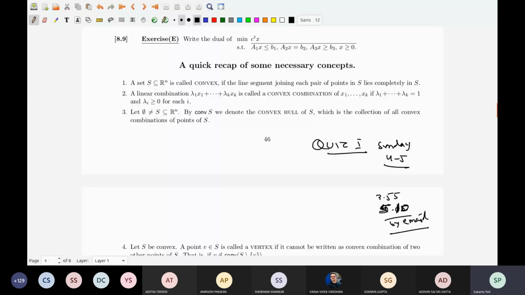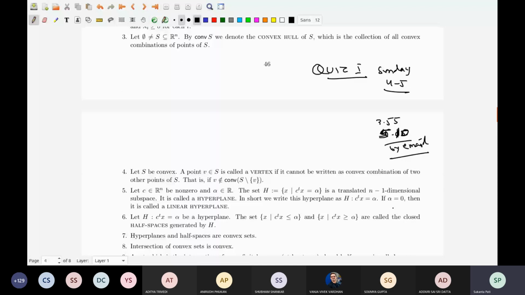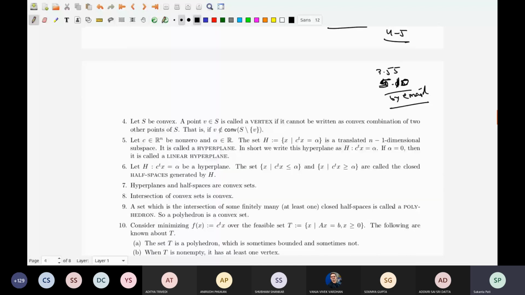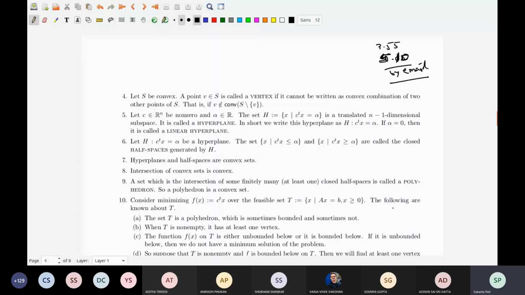Okay, so here are some quick recap of what we have done till now. We talked about convex combination, convex hull, what is a vertex, hyperplanes, separating hyperplanes, half spaces, cones, then minimizing linear functions over a convex set. We also talked about how a bounded polyhedron is a polytope, and a polytope of course is a bounded polyhedron. That was the big theorem.